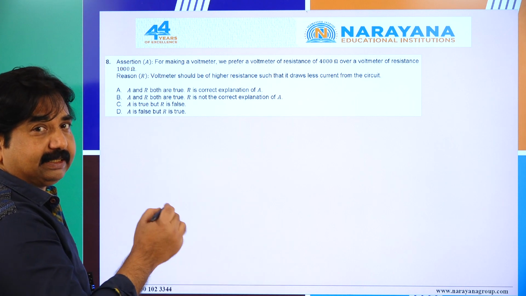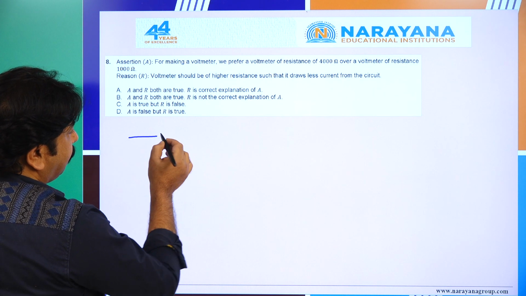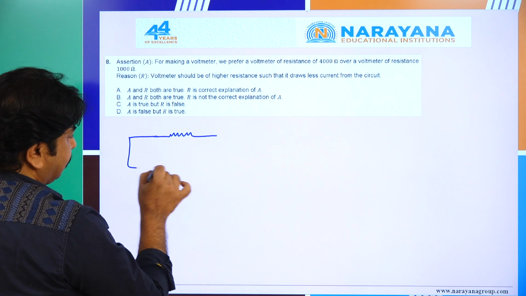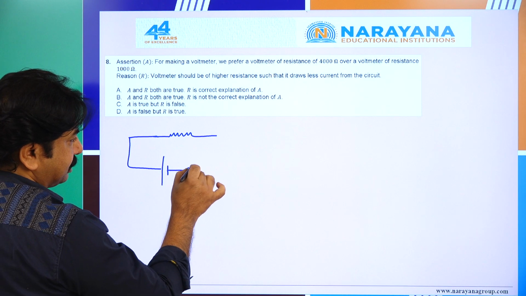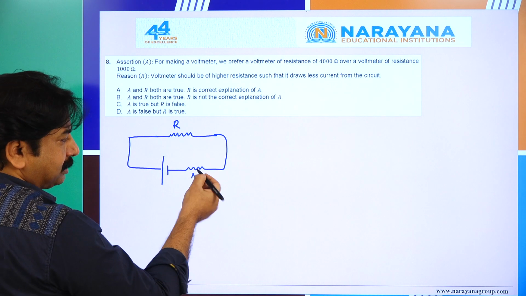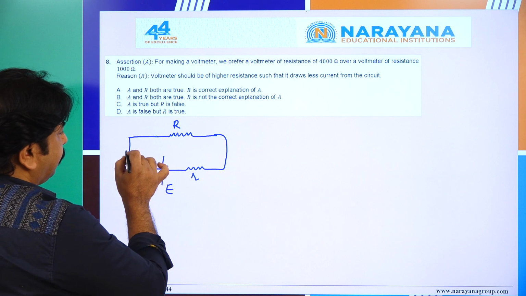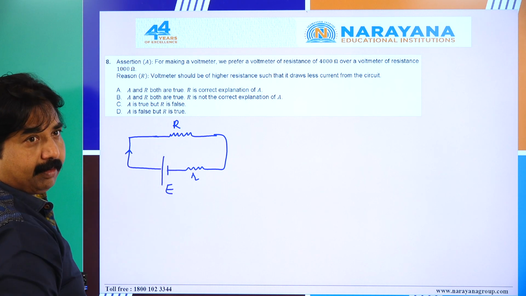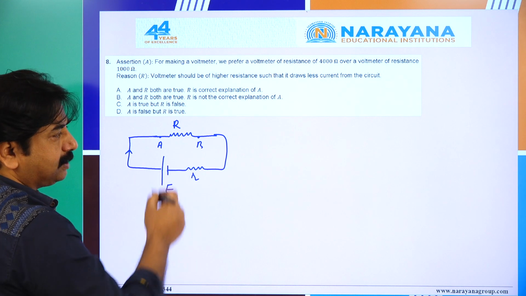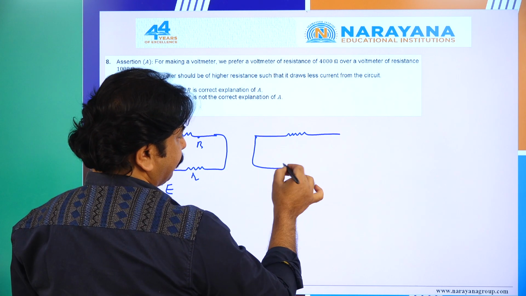When the voltmeter is connected, what will happen in the circuit? Let us consider this is purely one resistance R, and this is one of the circuits, with internal resistance small r, and E is the cell EMF. Now, without any voltmeter, this is a circuit. Let us consider the same circuit with a voltmeter.